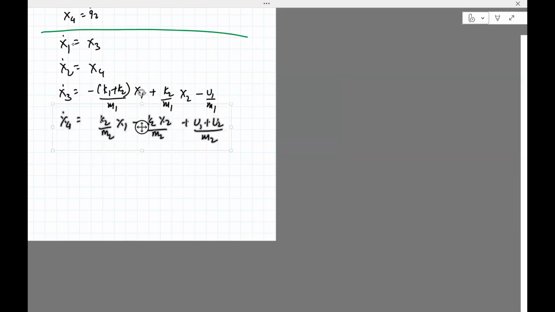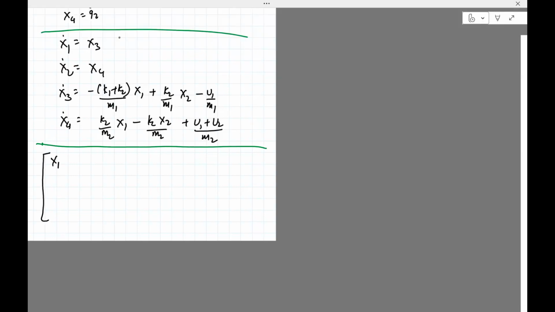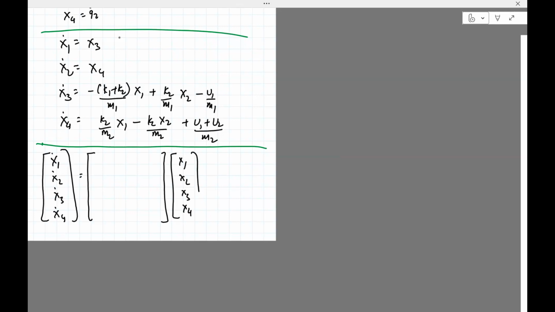Okay, one more step and we'll call it a day. We'll write this as a matrix equation because that's how we would like it. So we'll write x1, x2, x3, x4, and we'll fill this in a matrix. This is a 4 cross 1, so there will be a 4 cross 4, and that will be 0, 0, 1, 0, 0, 0, 0, 1. So that takes care of these two equations.